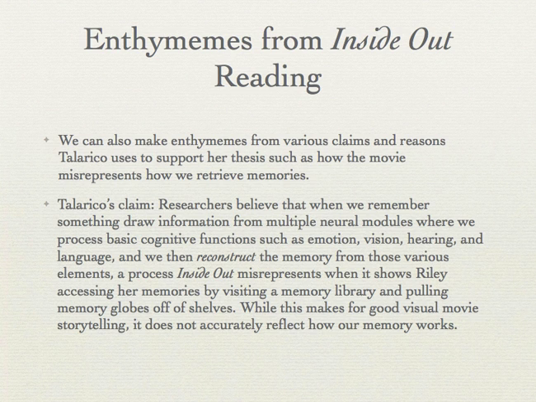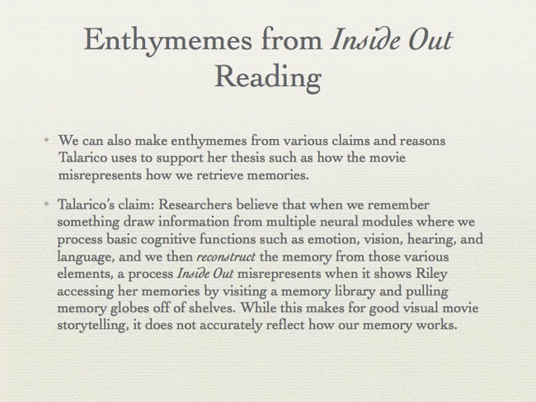So her claim, again paraphrased, is that researchers believe that when we remember something, we draw information from multiple neural modules. And she explains what neural modules are. Basically, neural modules are where we process basic cognitive functions, such as emotion, vision, hearing, and language. And so when we remember, we are actually drawing information from these multiple neural modules, and then we reconstruct the memory from the various elements that we draw from those modules.